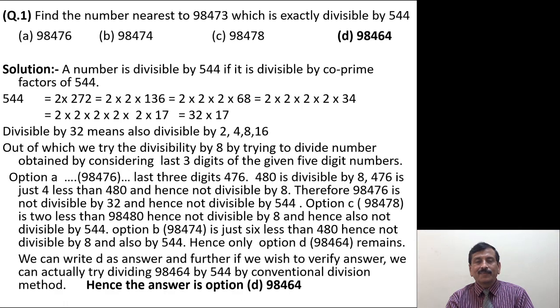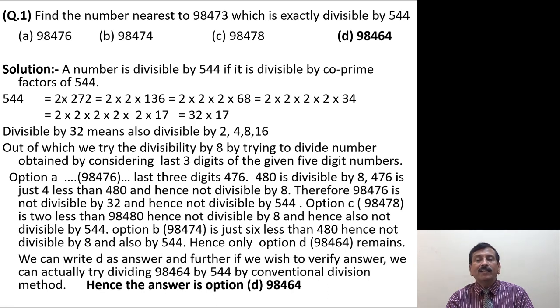Let's see. Find the number nearest to 98473 which is exactly divisible by 544. Naturally, we find the factors of 544 which are co-prime. They happen to be 32 into 17. Naturally, we try to divide it by 32 and try to divide it by 17. Any number divisible by 32 is also divisible by 16, also by 8, also by 4, also by 2. For convenience of trying to divide it, we can easily divide by 8.